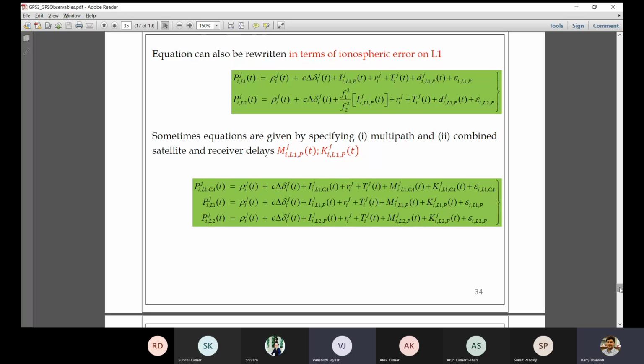If you want to open up the equations, you can open them up in terms of multipath and combined receiver and satellite delays. I suggest that you at least write the bottom three equations in your notebook right now, so that you understand how to write it.